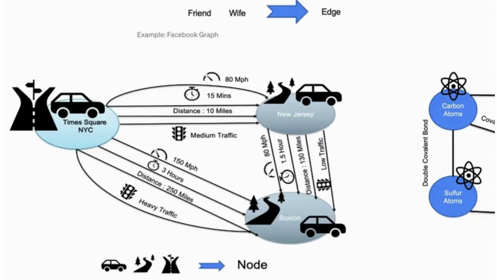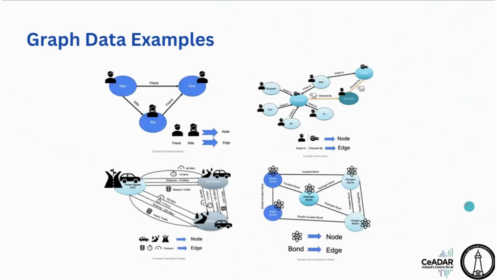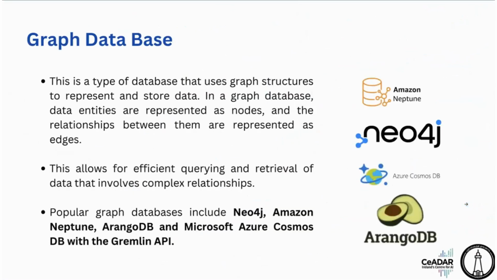So the distance-wise is like 250 miles, but it's in a directed graph we have. So likewise, we can have any combination of directed or undirected graph. So that's the basic example of graph data. So we all know what graph data and a graph database are.